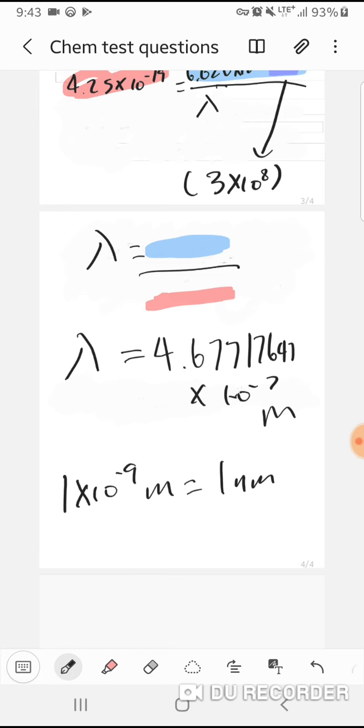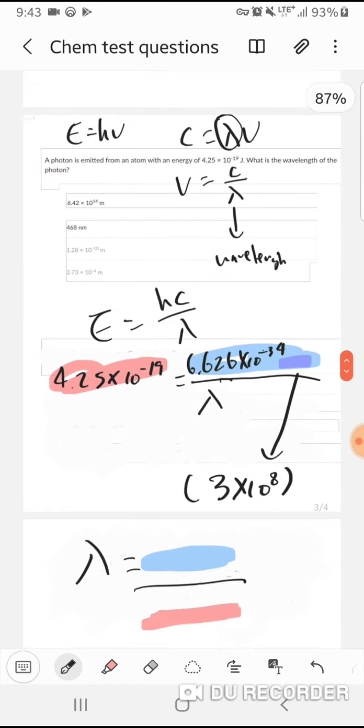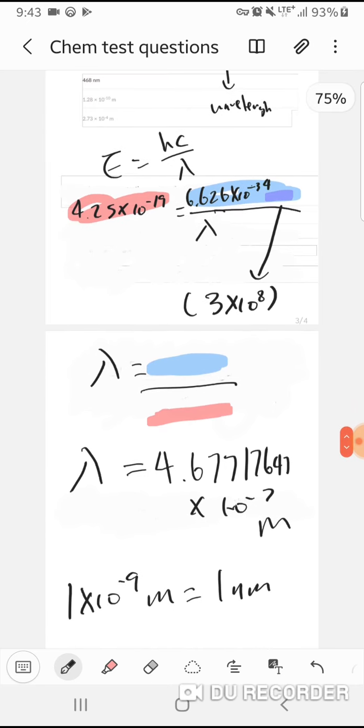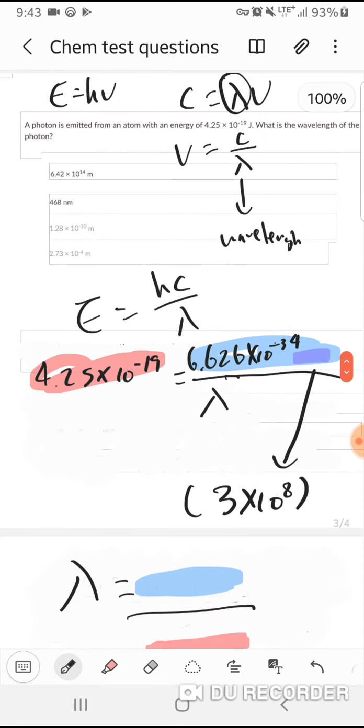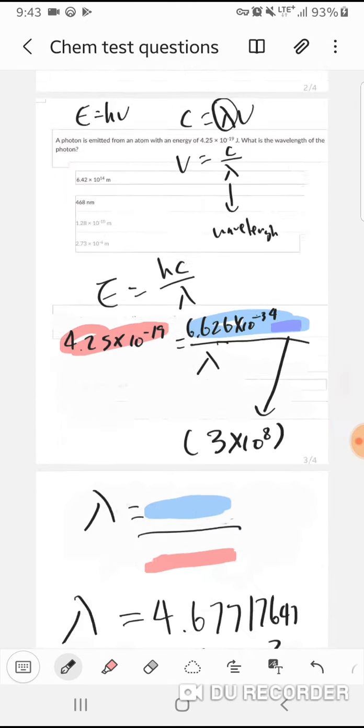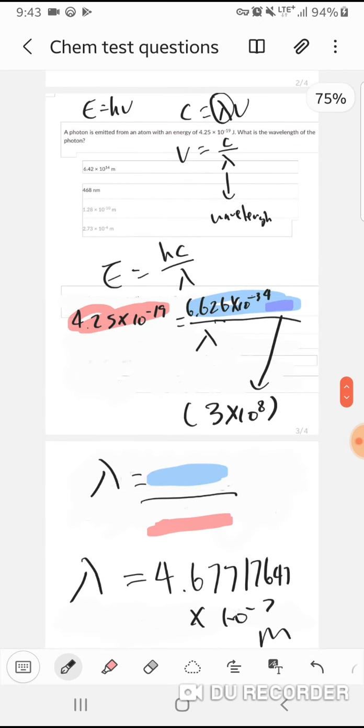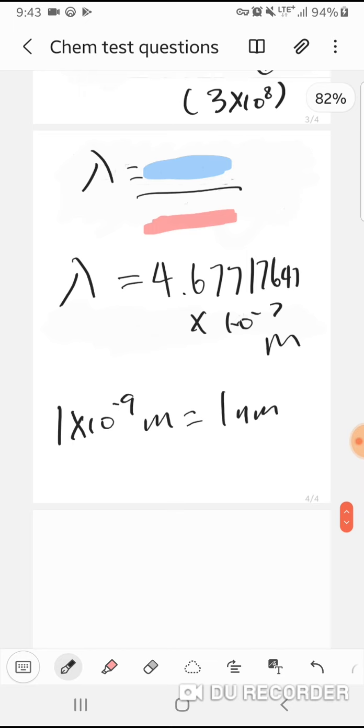So, if we want to change that, since there is no such number, we would want to change it to nanometers to check if this number is about 468 nanometers. Okay, so if we want to convert it to nanometers, we'll just simply divide that by 10 to the negative 9th power.